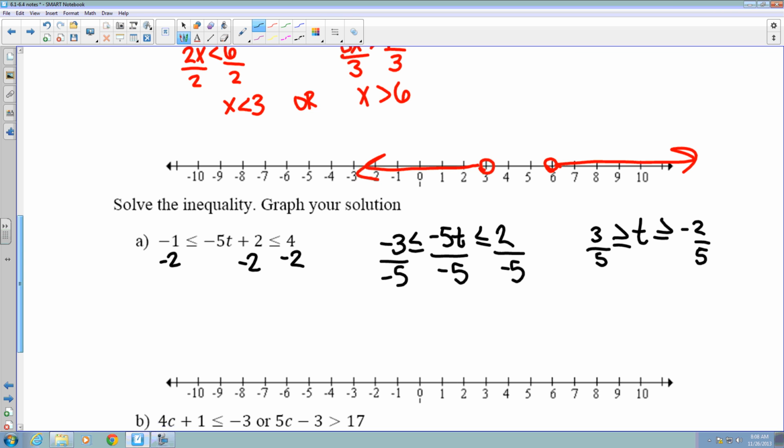And I will always rewrite my answer in numeric order, which is -2/5 less than or equal to t, less than or equal to 3/5. -2/5 is right about here. 3/5 is right about here, and we are inclusive.